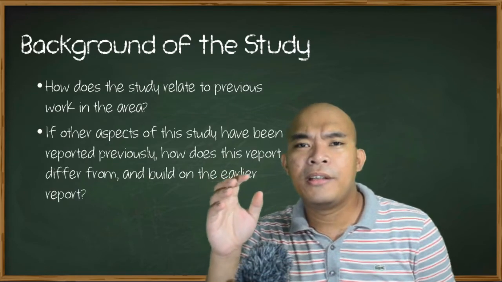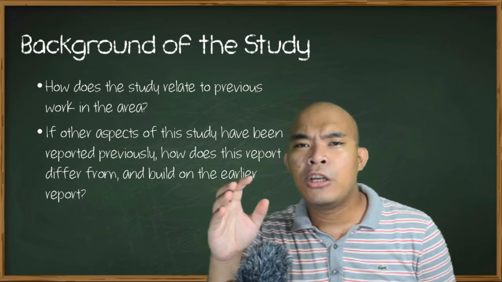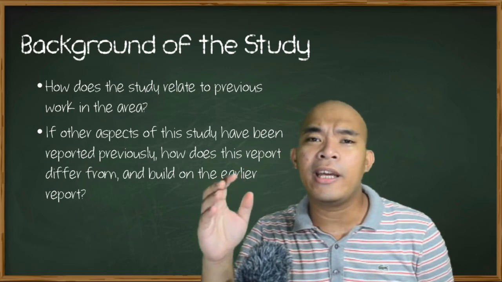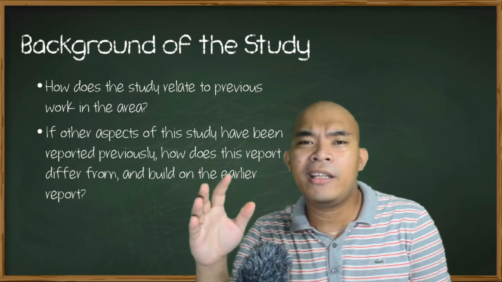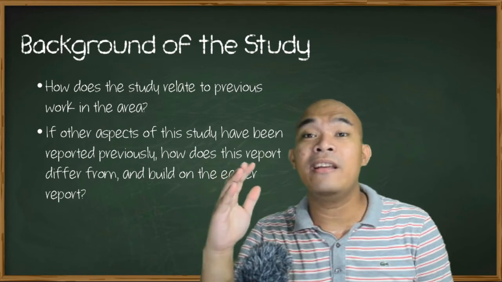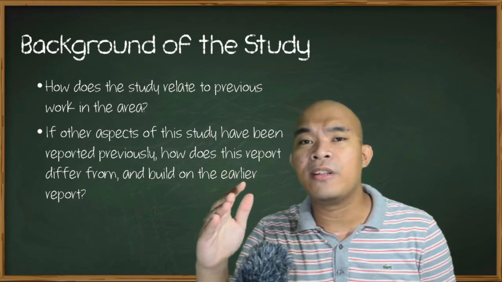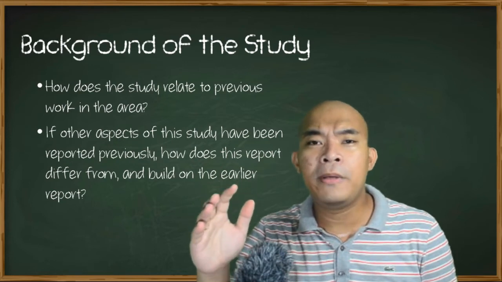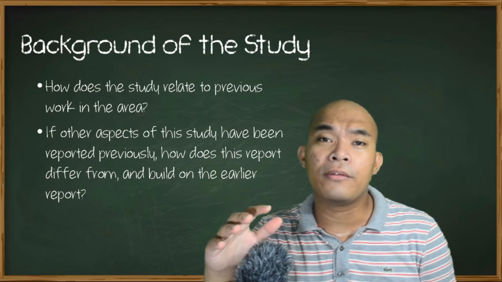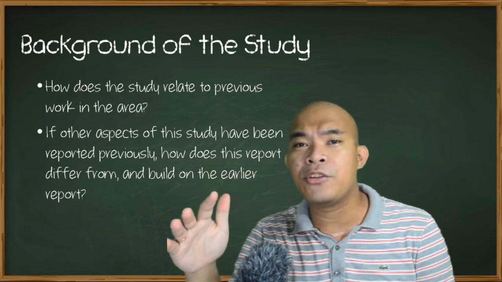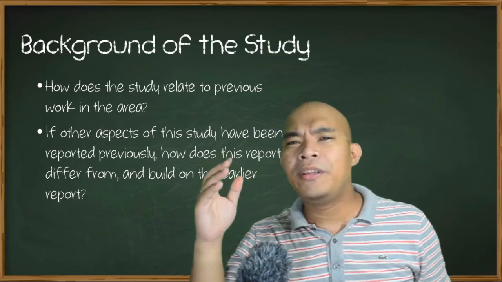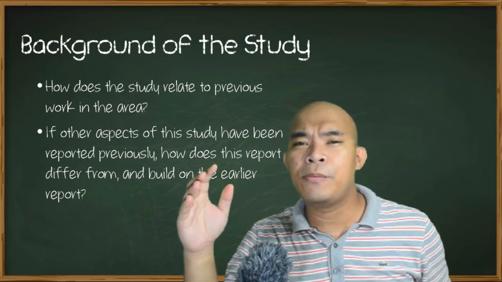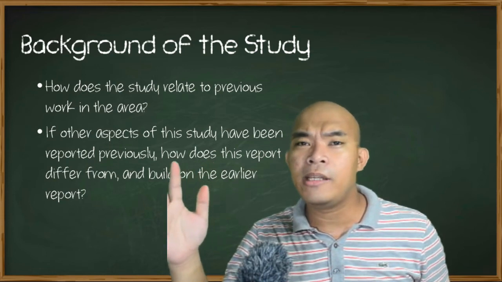How does the study relate to previous work in the area? Or if other aspects of your study have been reported previously, how does your report differ from and build on the earlier report? So this is according to the APA Publication Manual, page 27. So in this part, the paraphrase materials you prepared in the table of theories will be handy.